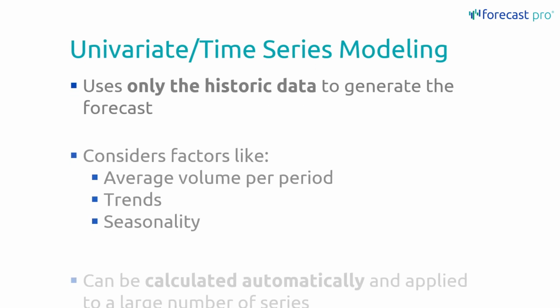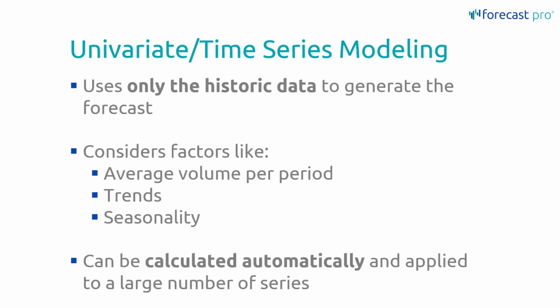The univariate or time series models generate a forecast based off of only one thing, your historic data. They review your historic data, they identify any patterns in your historic data, and they continue those patterns into the future with the forecast period. Some factors that they consider are things like what's your average volume per period, do you have any trends up or down, or do you have any seasonality or patterns that repeat themselves year over year? So again, they're identifying these different patterns in your historical data and they're continuing them into the future.